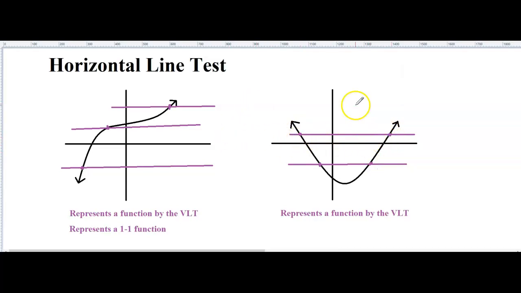Thus, this graph, although it does represent a function, it is not a one-to-one function.